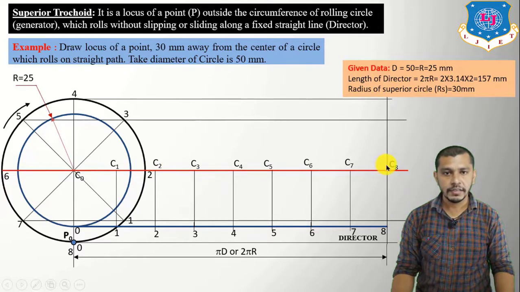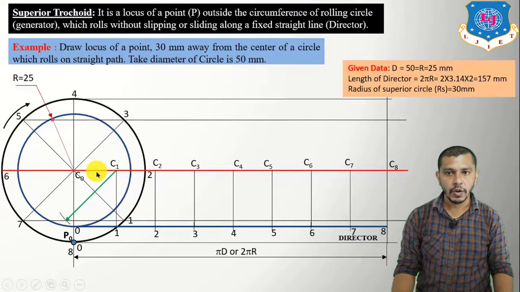Now after marking these points, measure the arc length of 30 mm, which is equal to the radius of the superior circle, and take center at C1 and give an arc on the line passing from the first point of the circle. Now take center at C2 with radius equal to the radius of the superior circle, and give an arc on the line passing from the second division of the superior circle. You will get the intersection over here.